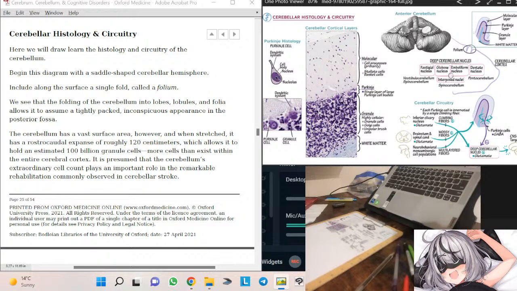The cerebellum has a vast surface area, however, and when stretched, it has a rostrocaudal expanse of roughly 120 centimeters, which allows it to hold an estimated 100 billion granule cells, more cells than exist within the entire cerebral cortex. It is presumed that the cerebellum's extraordinary cell count plays an important role in the remarkable rehabilitation commonly observed in cerebellar stroke.